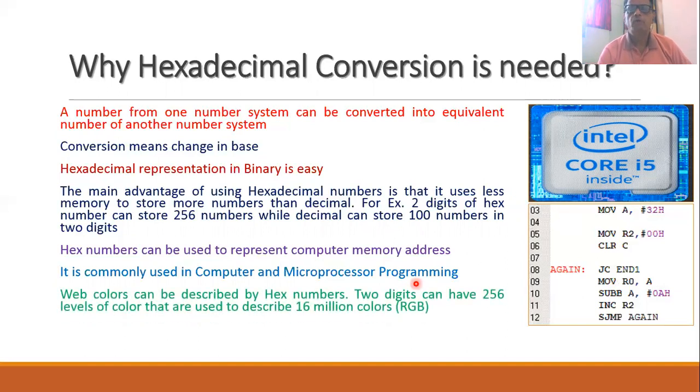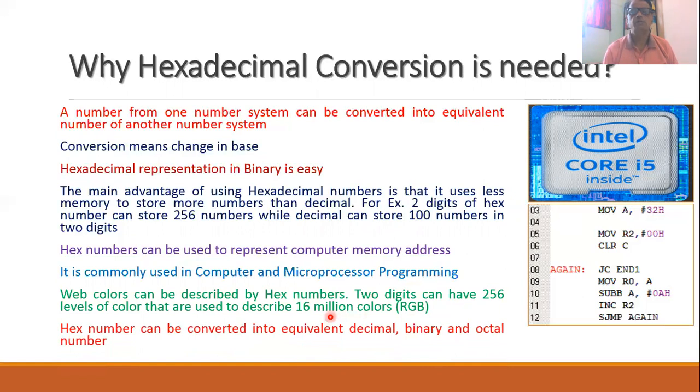In web programming, it is necessary for us to use many colors, and web colors can also be described by using hex numbers. For example, for one color, 2 digits can be used, and these 2 digits can have 256 different levels of color. In the RGB system, that is the red, green, and blue system, 16 million colors can be described by using hex numbers. So hex numbers are important.